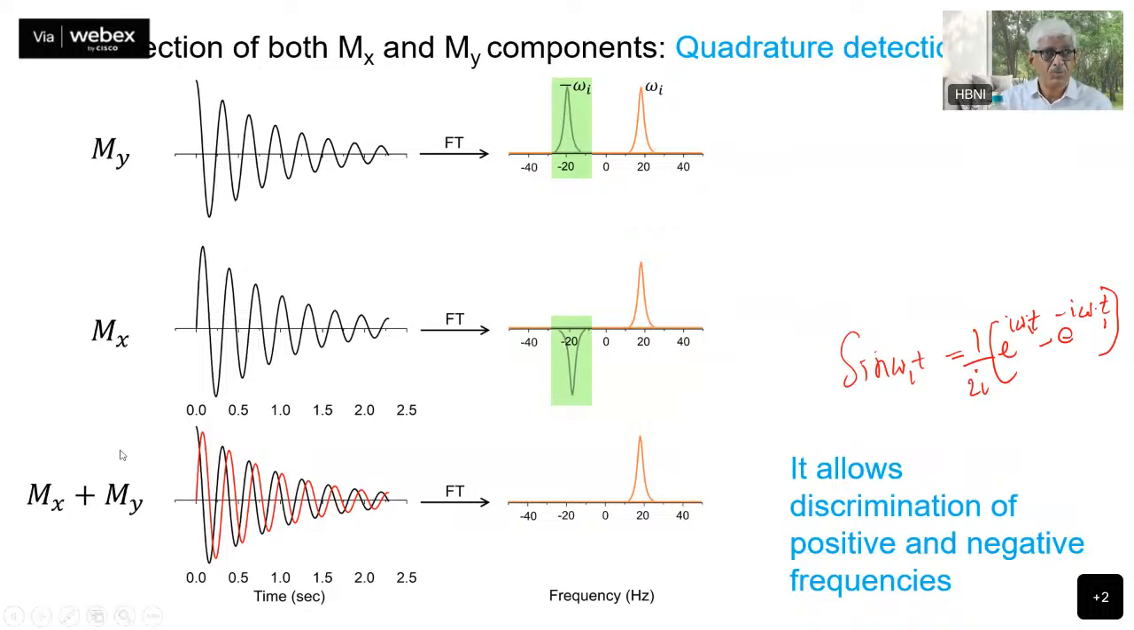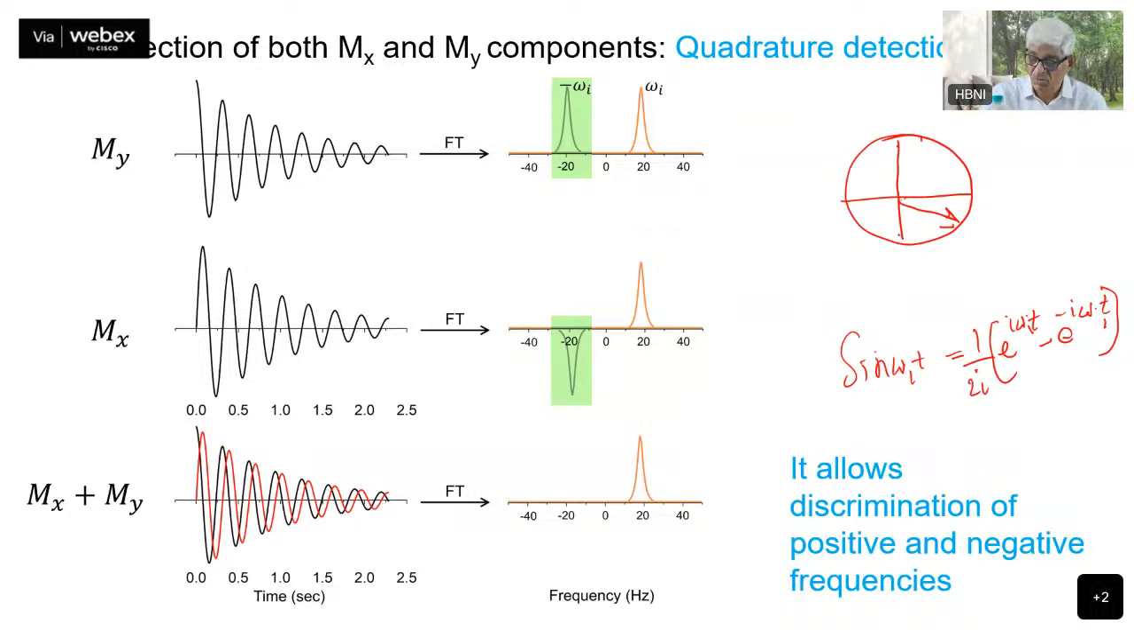Now if I collect both mx plus my, after doing all of this, then what do I get? This is gone. So I get only this signal, right? Therefore, this allows discrimination of positive and negative frequencies if you collect both the components. Typically, you can also think of it like this. Let us say I have a magnetization, and a frequency has moved here.